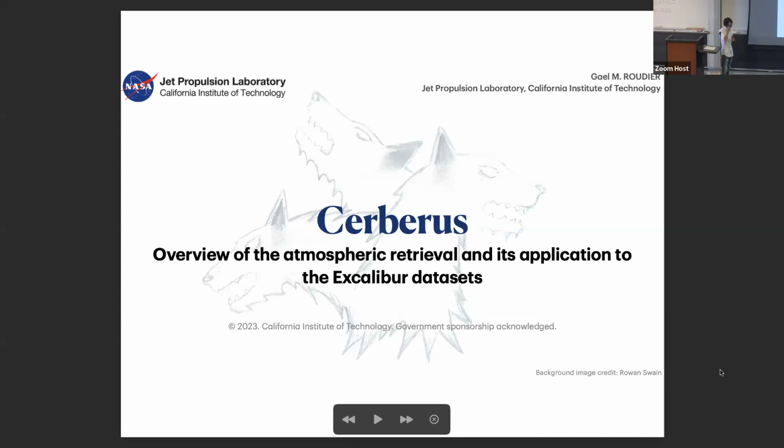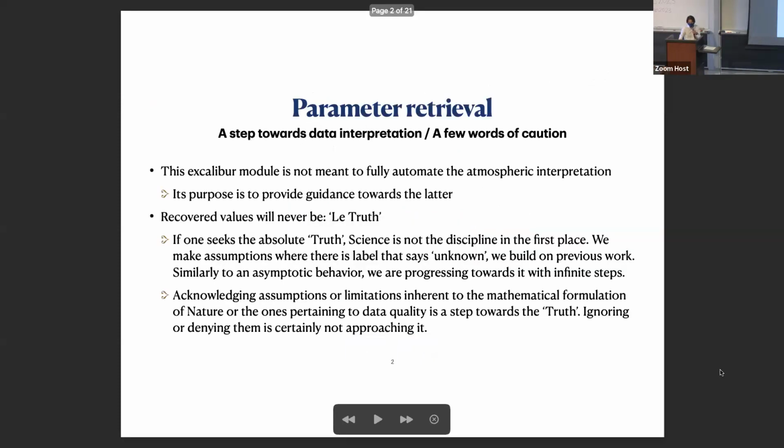I'm going to talk about Cerberus and give a brief overview of its capacities: what it can do, what it cannot do, and what it will never do. Let me start with a very simple point. There are basically two things I would like to emphasize for Cerberus.